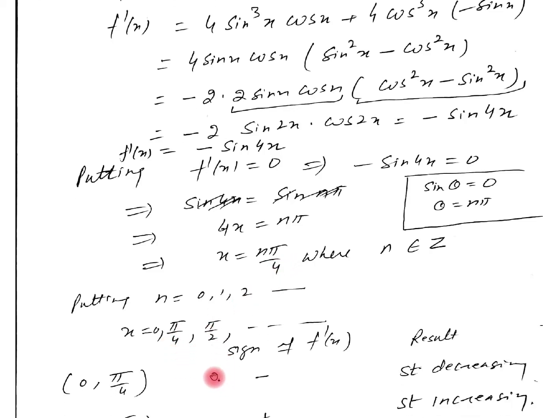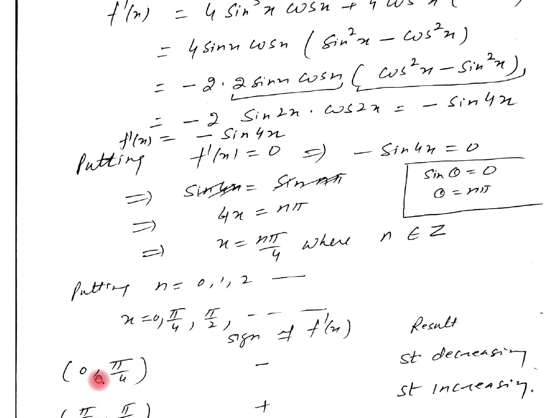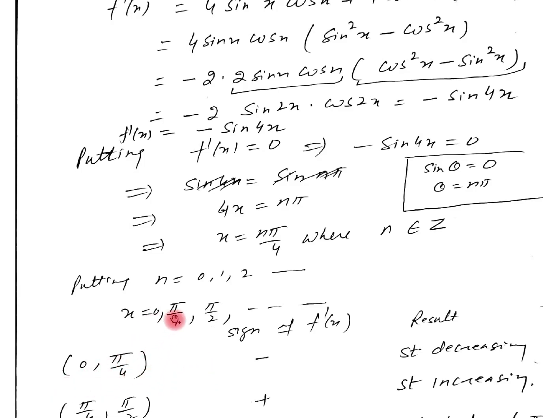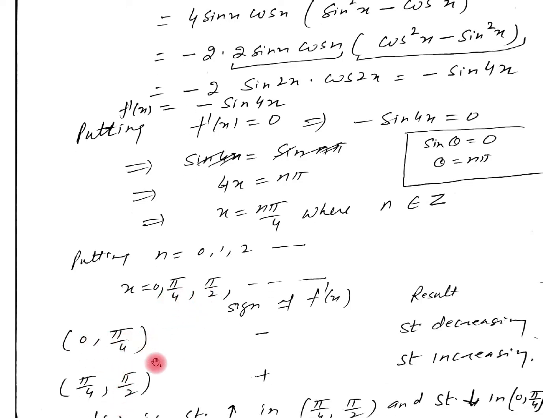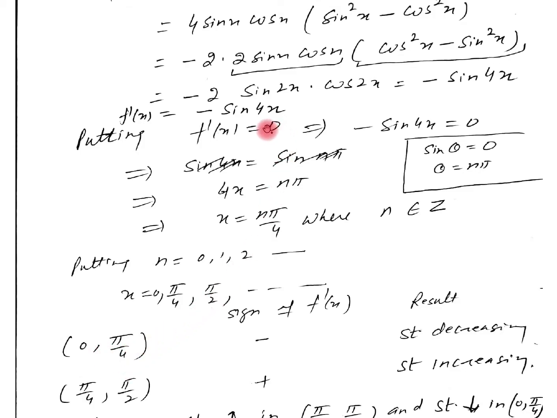Now our intervals will be what? First interval will be 0 to pi by 4, and second interval will be pi by 4 to pi by 2. Then in these intervals we have to check the sign of f dash x. Now in the first interval 0 to pi by 4, I can assume any value. Suppose, 0 to 45, I can take 30 degree. When I put x equal to 30 degree here, it becomes minus sine 120 degree. And sine 120 lying in the second quadrant is positive. Then negative into positive is negative.